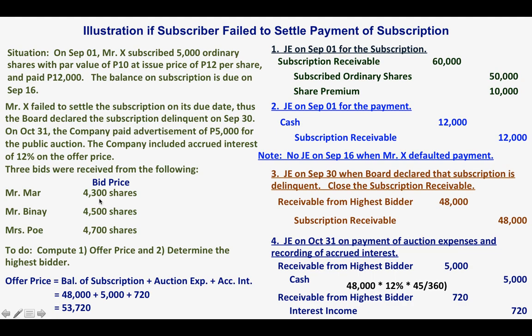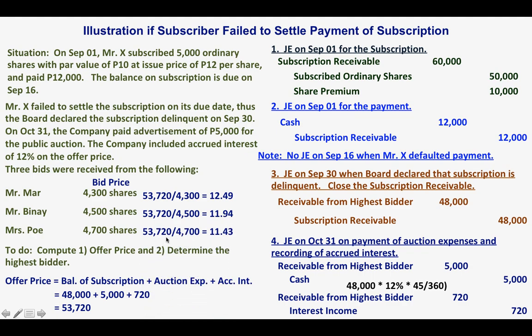Class, to determine the highest bidder, this offer price we divide by the number of shares for the bidding. So 53,720 divided by 4,300 shares will give you 12.49 per share. And for Mr. Binay, it will be 53,720 divided by 4,500 shares equals 11.94. And Mrs.